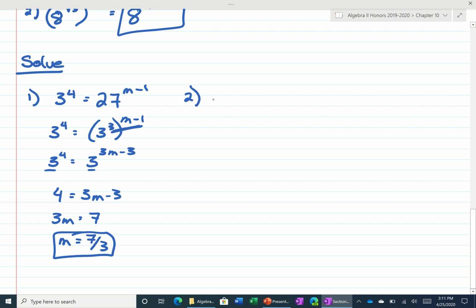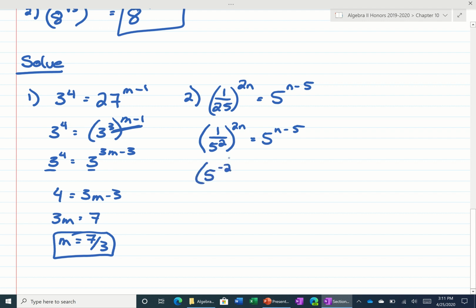How about 1 over 25 to the 2n power is equal to 5 to the n minus 5. Now 25 we know is 5 squared, but because it's a fraction, let's write it like this. Let's write 1 over 5 to the second to the 2n power equals 5 to the n minus 5. We could switch the position using the reciprocal property. This is really 5 to the negative second.